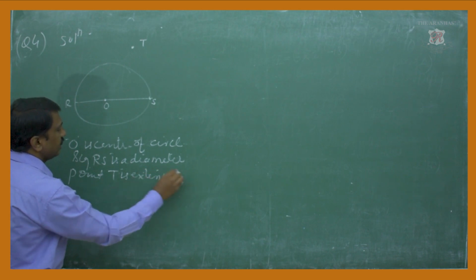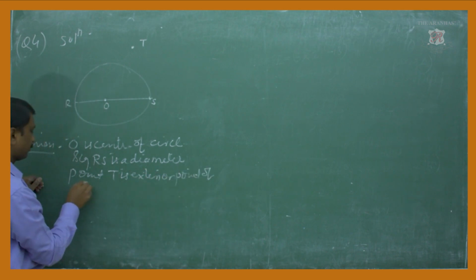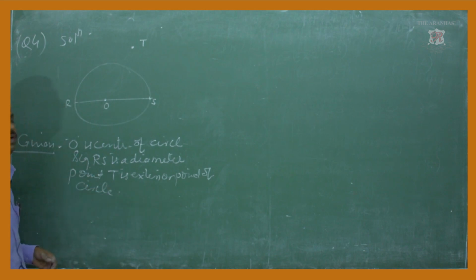Point T is an exterior point of a circle. Here we can write it. Then we have to prove. What is to prove?